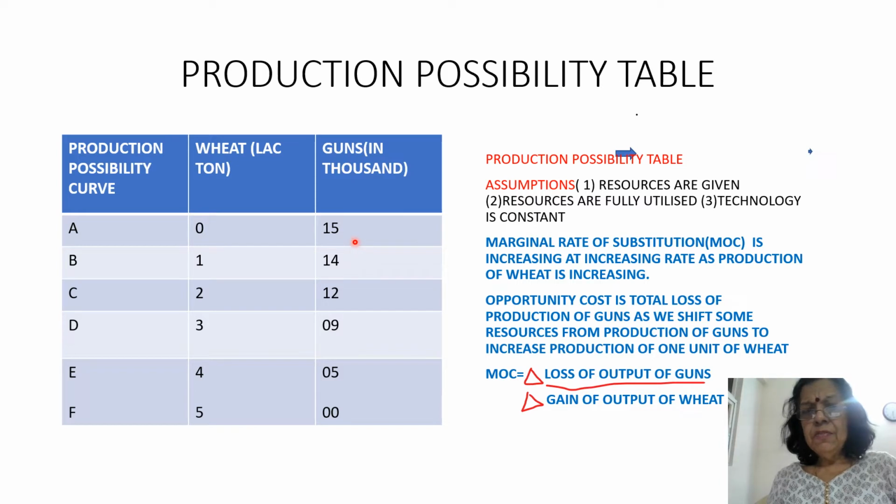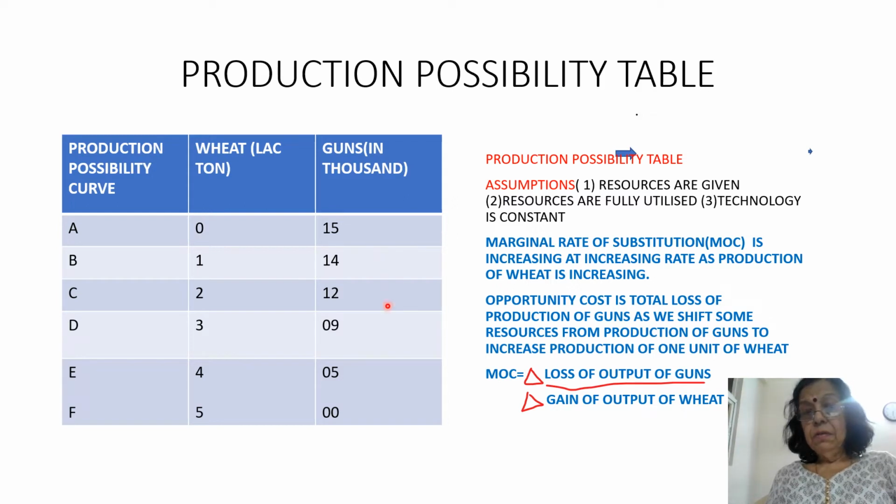For example, if it was like this, 15 to 14, then 13, then 12, like 1, 1, 1, then marginal rate of substitution would be constant, because you are increasing 1 unit here, decreasing 1 unit here, increasing 1 unit here, decreasing 1. If it is like that, that means marginal rate of substitution is constant.